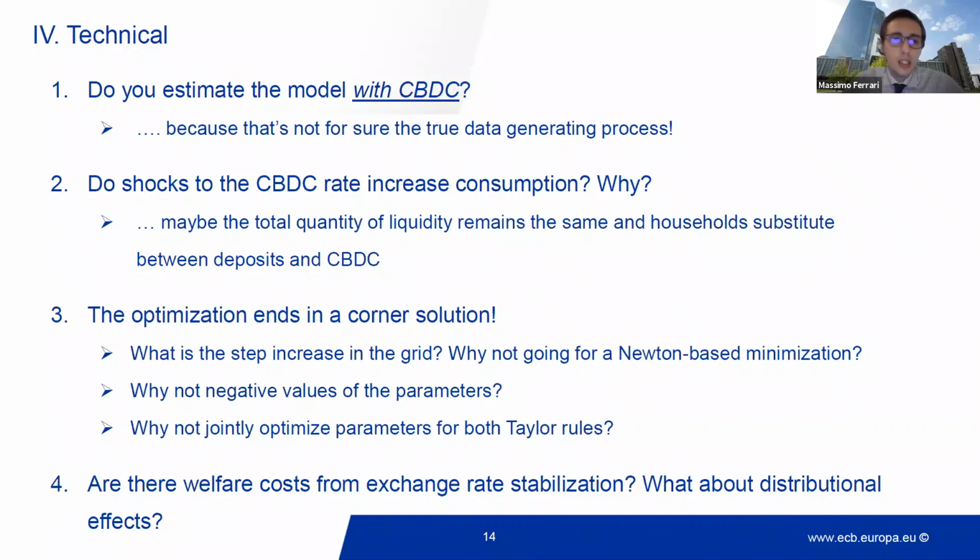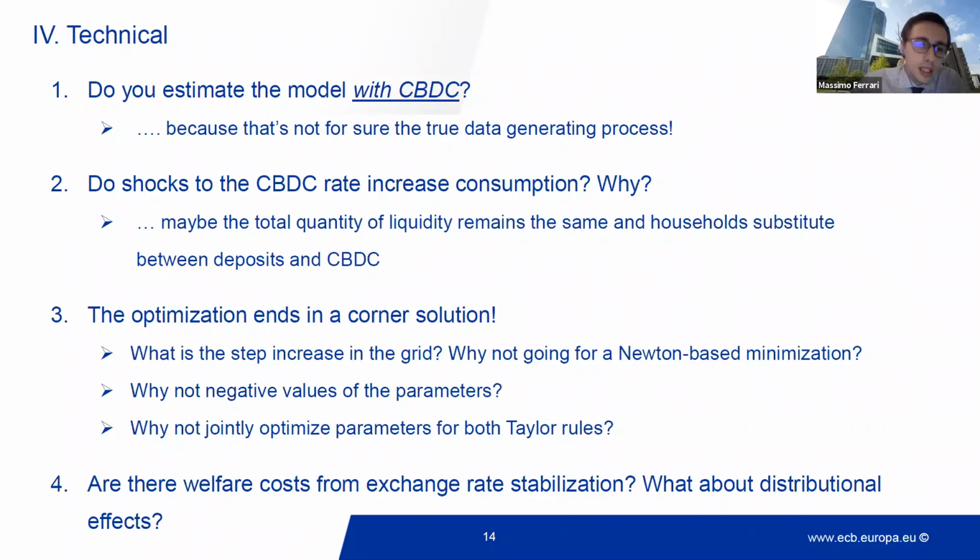And finally, I stumbled upon one result that I found interesting, and it might need a bit more explanation: when you have an interest rate hike on the CBDC rate, you have consumption that increases. And I think this has something to do, to my understanding of the model, with substitution and liquidity services provided by the CBDC, but I'm not completely sure. Maybe if you have some idea already on this result, it would be cool. Otherwise, I look forward to maybe a future presentation.